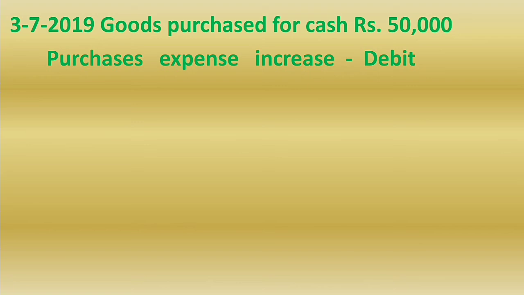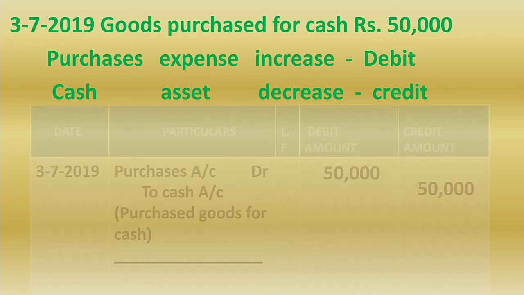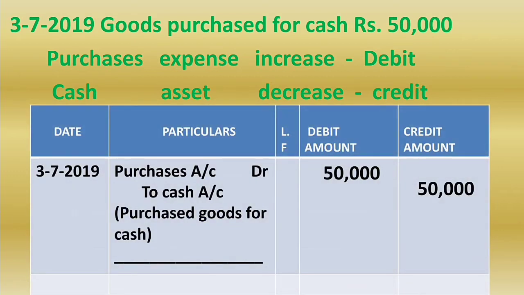The business paid cash. So the next account is cash account. Cash is an asset. Paid cash means cash balance reduced or asset value decreased. Asset decrease, then credit asset account. So credit cash account. Then debit purchases account and credit cash account. So the journal entry is purchases account debtor to cash account. Narration purchased goods for cash.